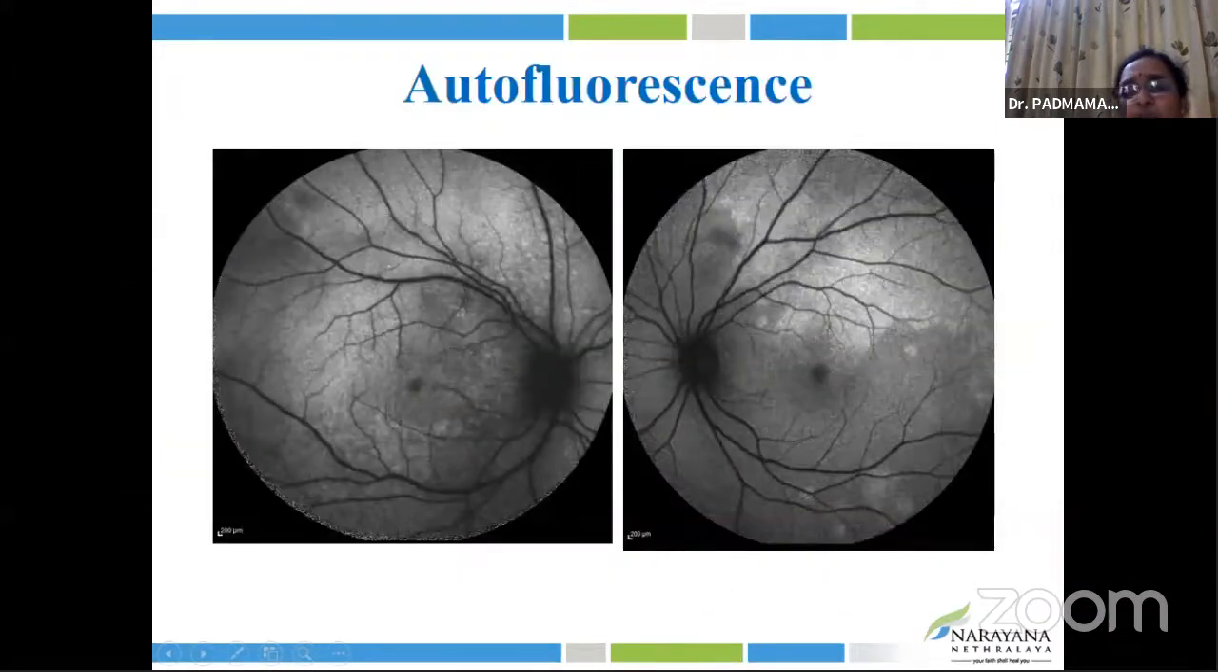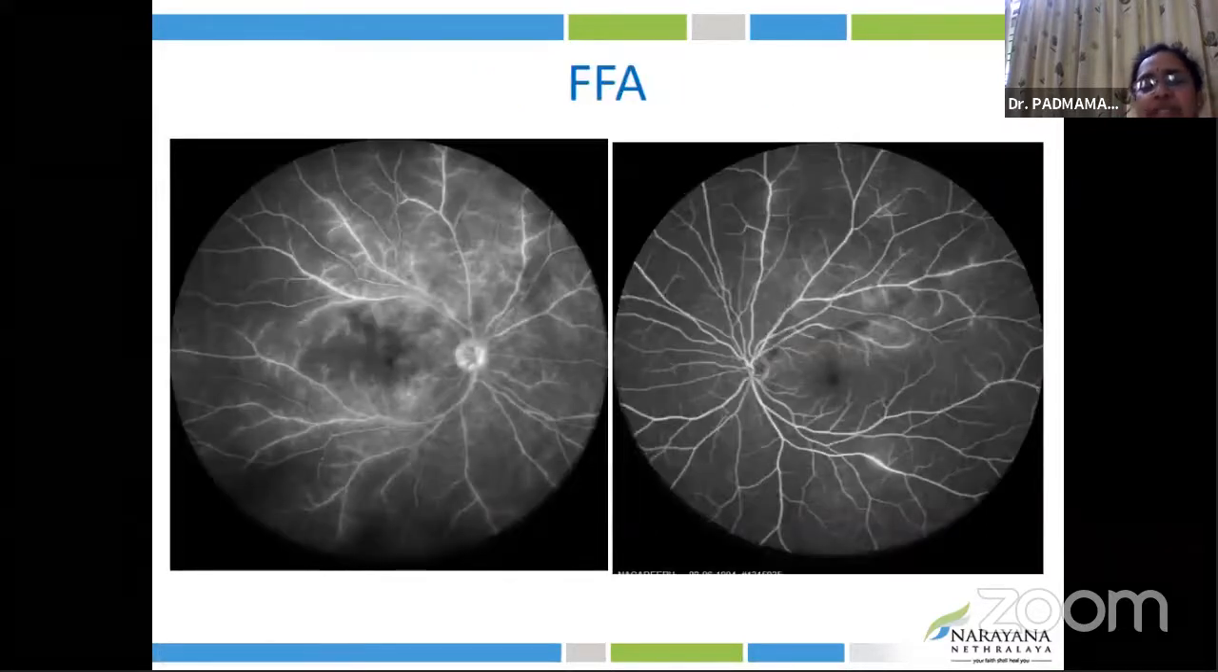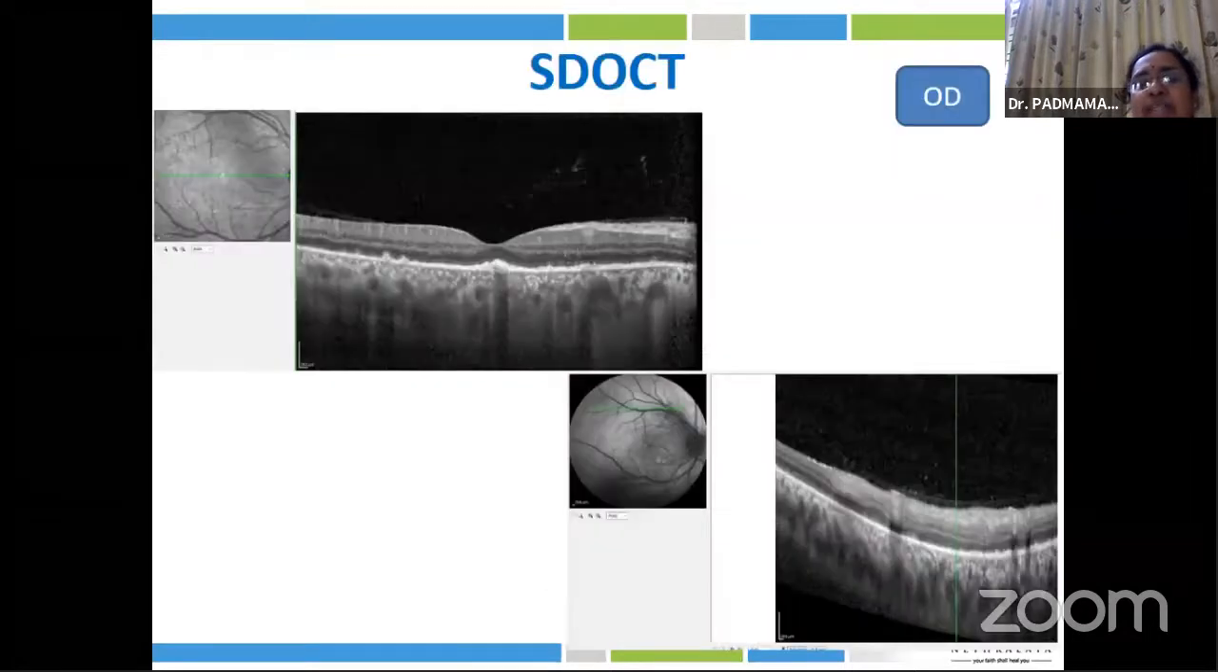But when we did the autofluorescence, you could see areas of hyperautofluorescence mixed with hypoautofluorescence in the right eye. And here there are hyperautofluorescent lesions, looking like a triangular patch kind of configuration. FFA showed disc leak, staining and leakage from the retinal vessels in both eyes.